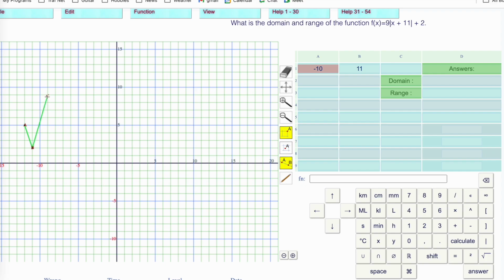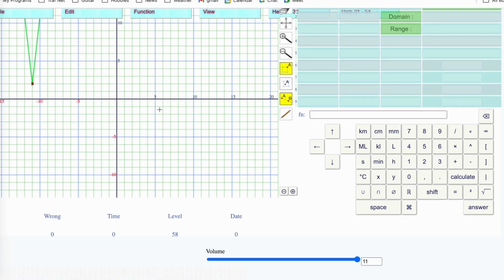If we put in negative 10, we get 11. And then if we put in positive 12, we should also get 11. If we put in negative 12, we should also get 11, which we do. It's doing this sort of thing, and it's just going to keep opening up forever and ever.